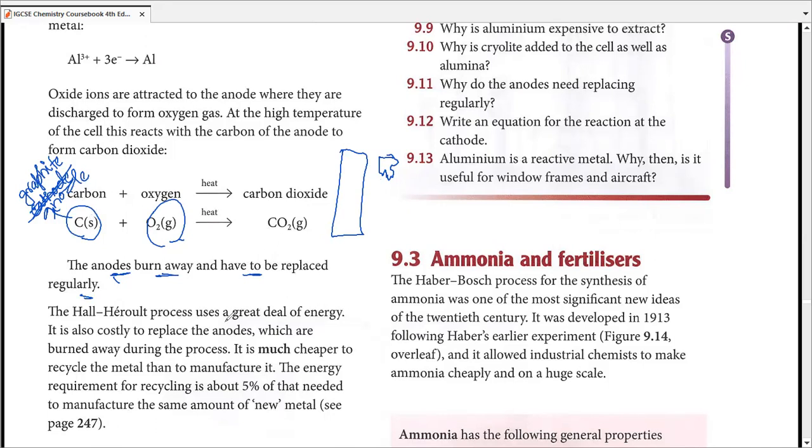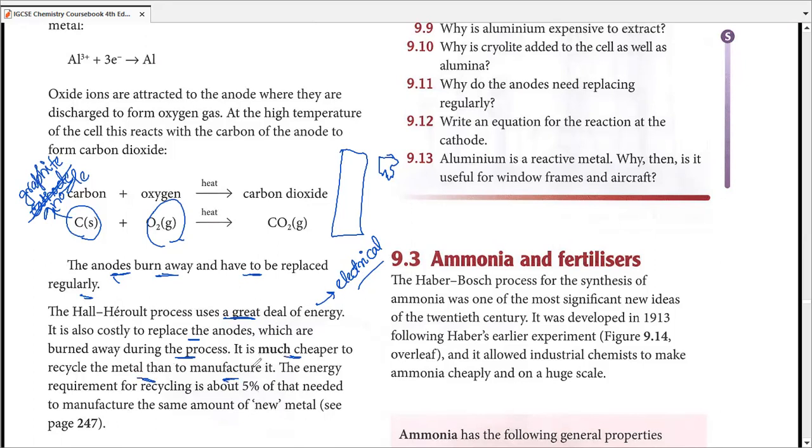Hall Héroult process uses a great deal of energy. Why? It is using electrical energy. Electricity is expensive. So it's costly to replace the anode, which burns away during the process. It's much cheaper to recycle the material than to manufacture.